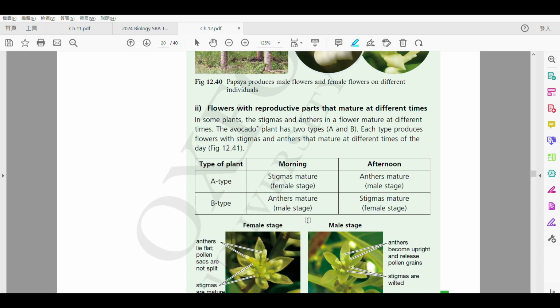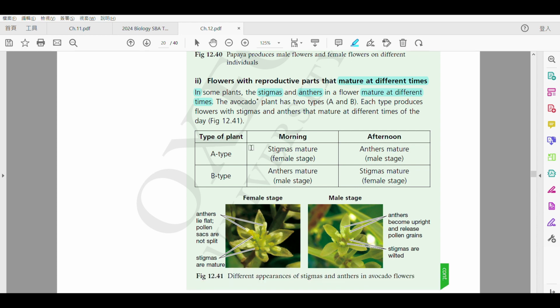OK，好，繼續咯喎，下一樣啦。So the other thing is that they mature at different times. 嗱，呢個有少少複雜，a little bit complicated. So try to listen more carefully. 其實呢一啲咧，these are the things we learn in university. Alright, but quite fun. 好，第二樣嘢係咩啊？The anther and stigma they will mature at different time. OK，即係簡單嚟講就係 OK. So look at this diagram first. Look at this table.